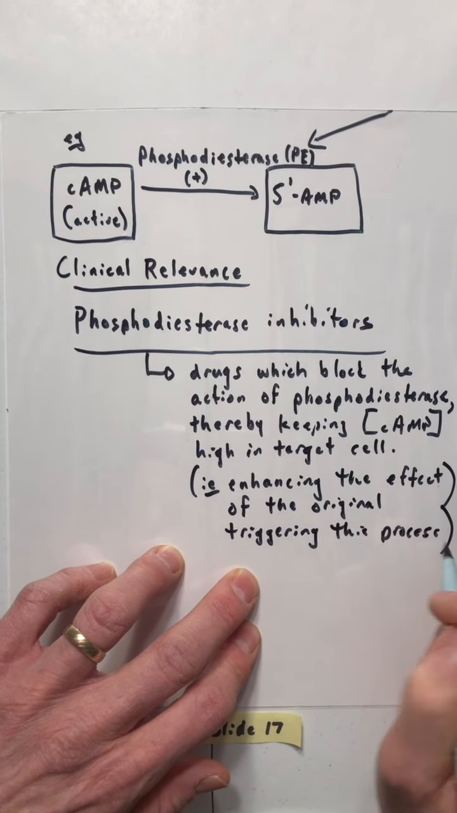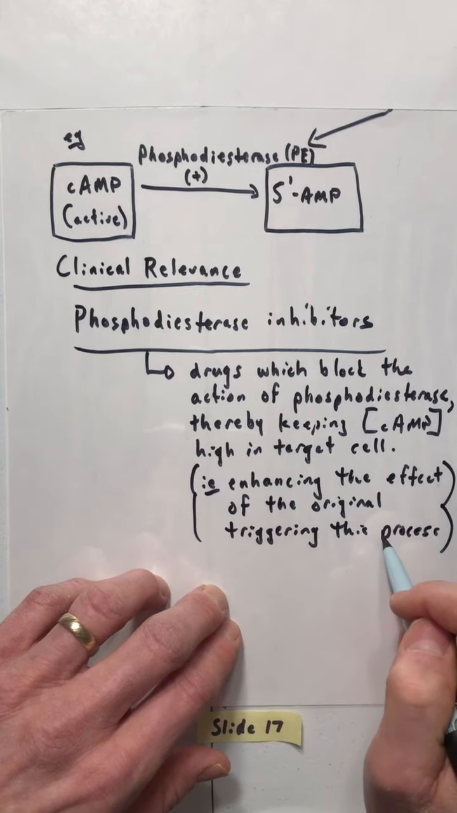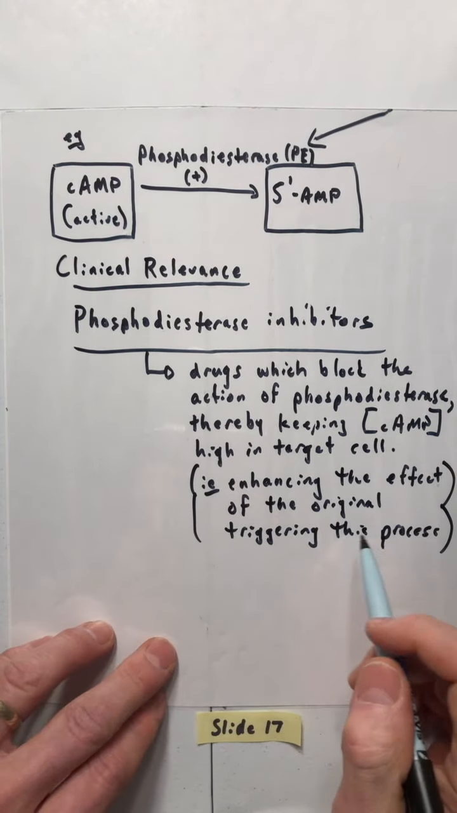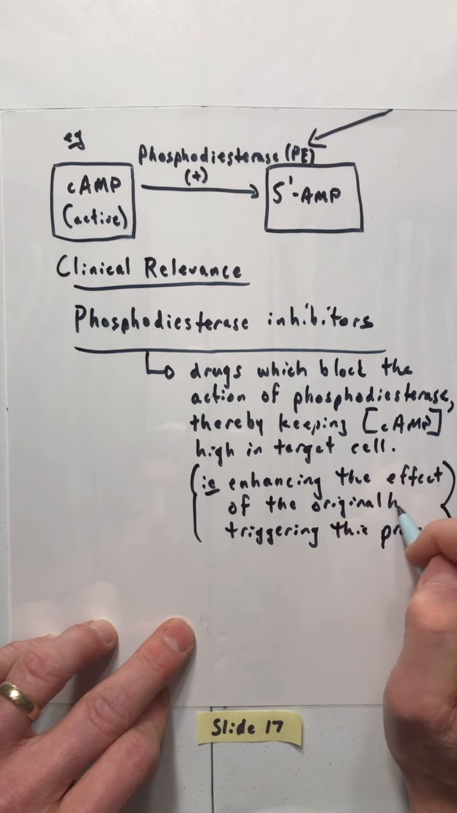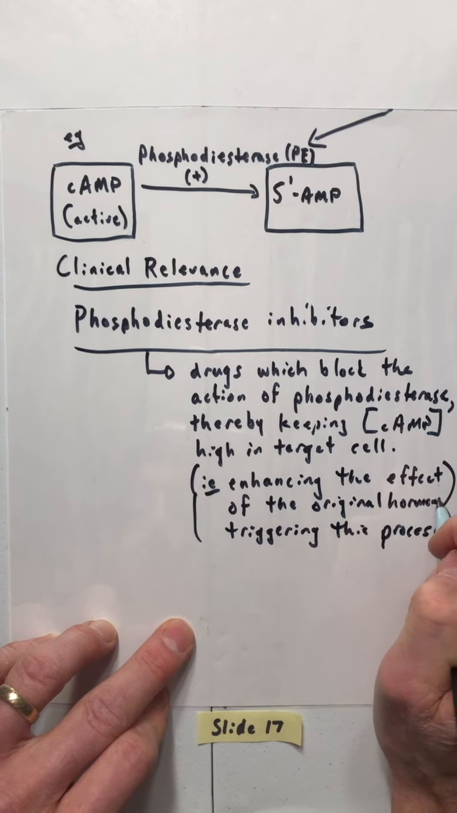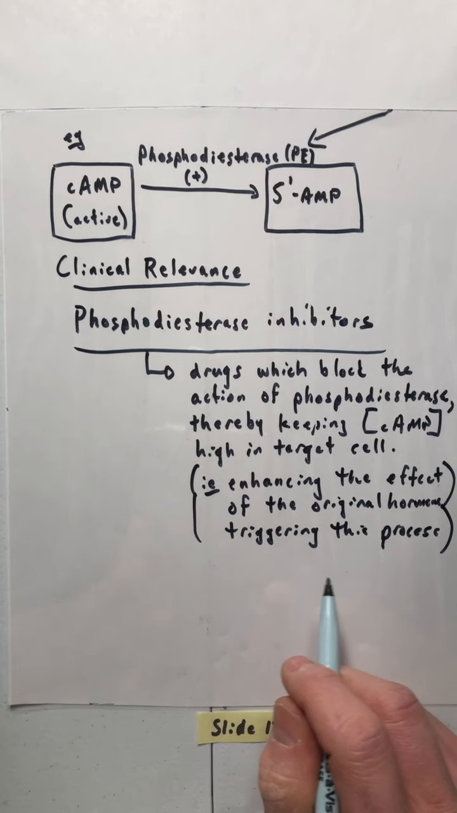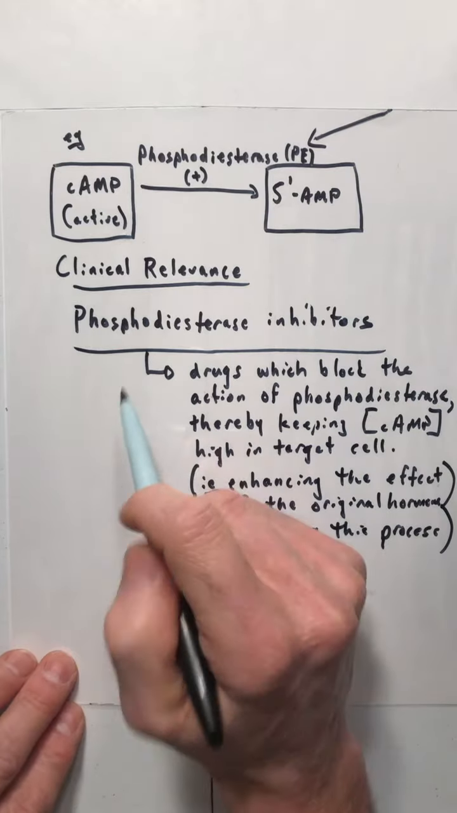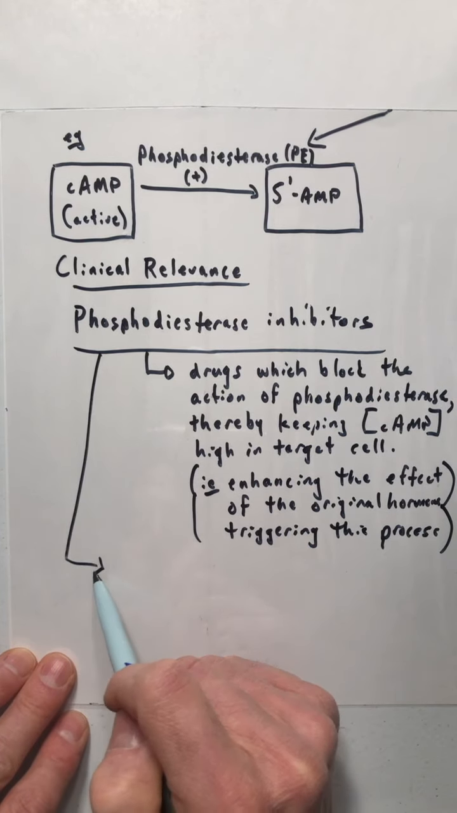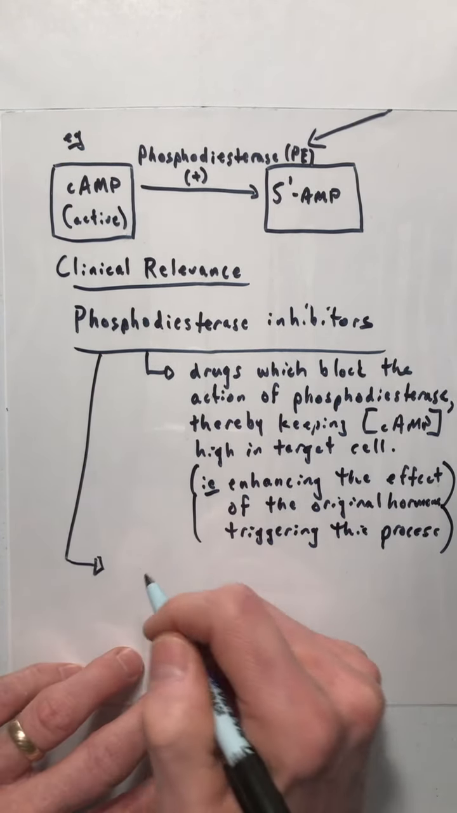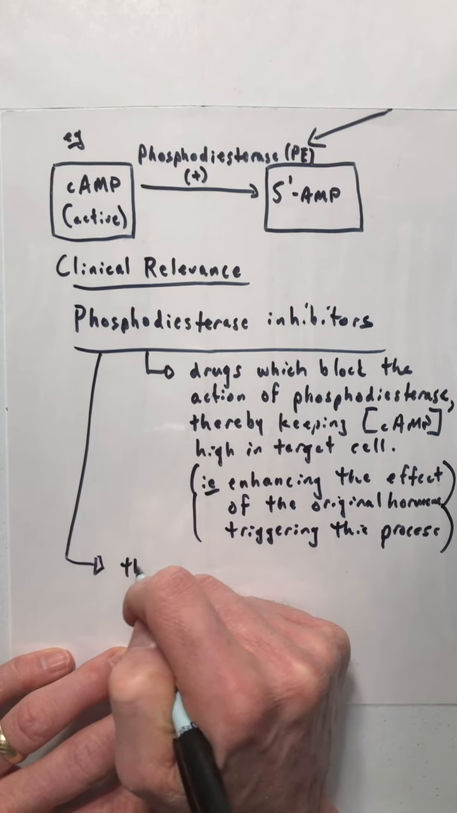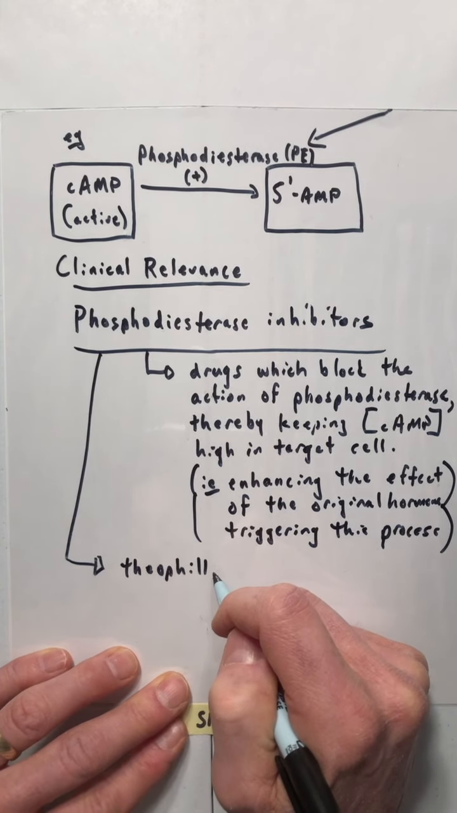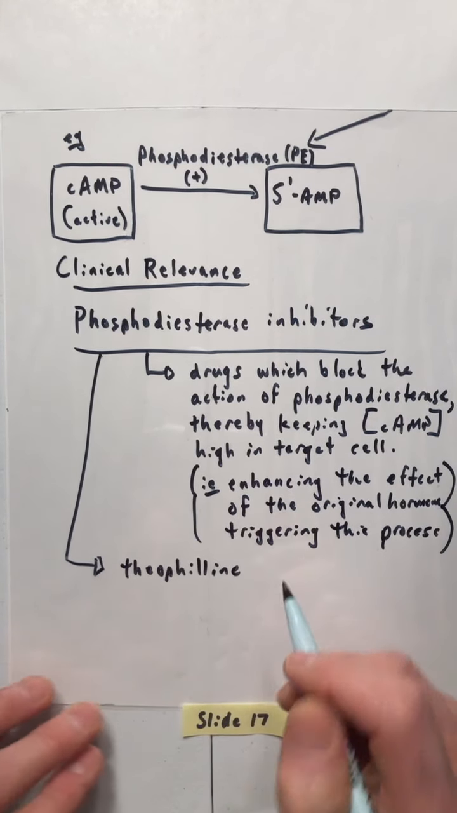So one example of a hormone that might trigger the cyclic AMP mechanism is epinephrine. So the original hormone, epinephrine, its effects would get enhanced if you gave someone a phosphodiesterase inhibitor. What are these drugs? What are examples of these drugs? Theophylline is an oral drug given by mouth. It's a phosphodiesterase inhibitor.